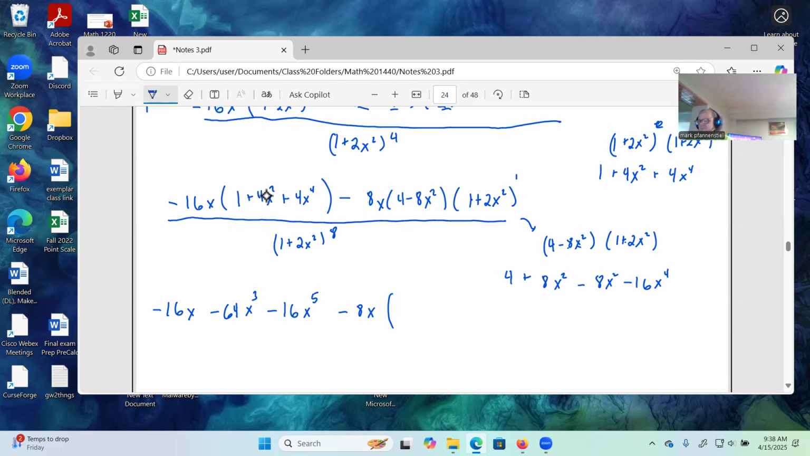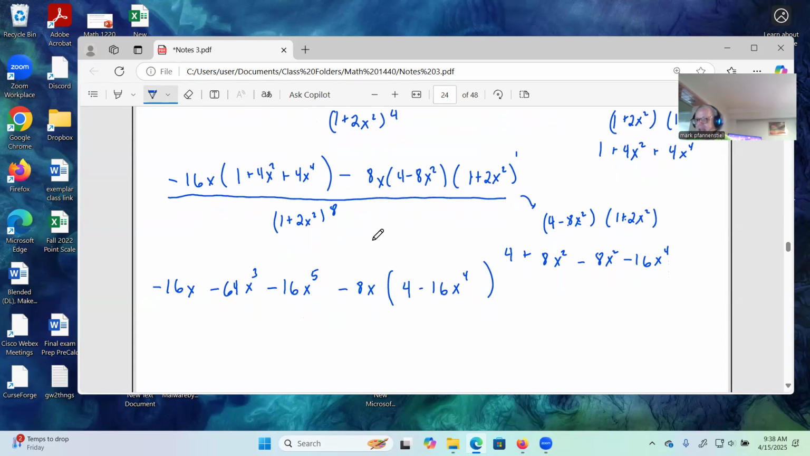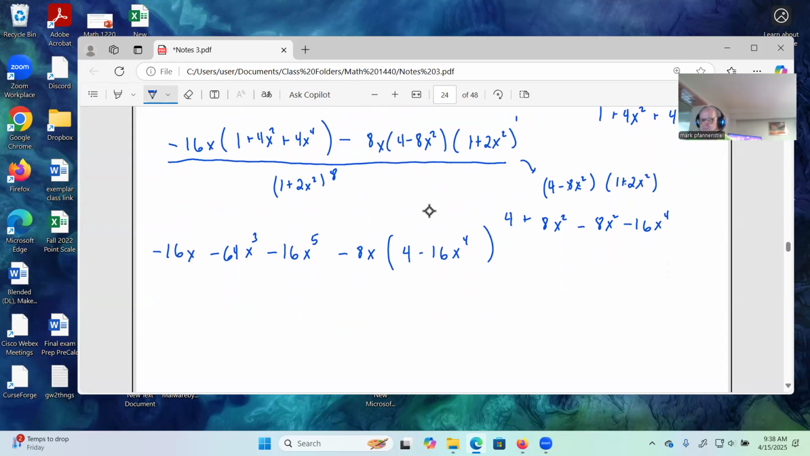I'm kind of glad that I multiplied this out a little bit because the 8x squared and the negative 8x squared cancel. So I'm left with a 4 minus 16x to the fourth power here. All right. And again, I haven't gotten to the bottom of this thing yet. We're still working through this. So what we have here is a negative 16x minus 64x cubed minus 16x to the fifth. 8 times 4 is going to be 32. So we have a minus 32x here for this first term.